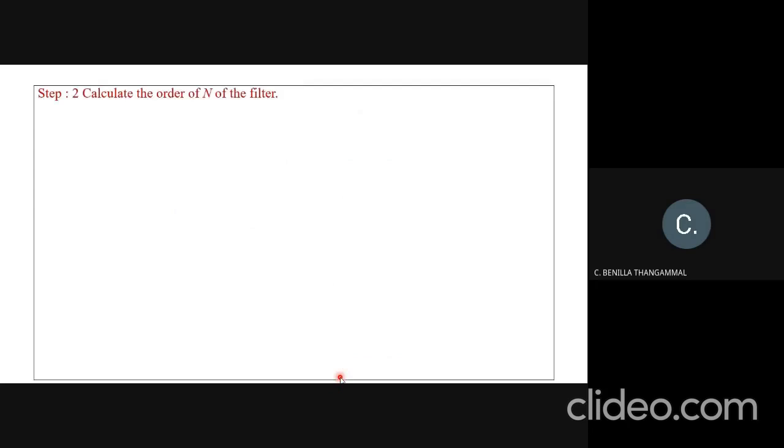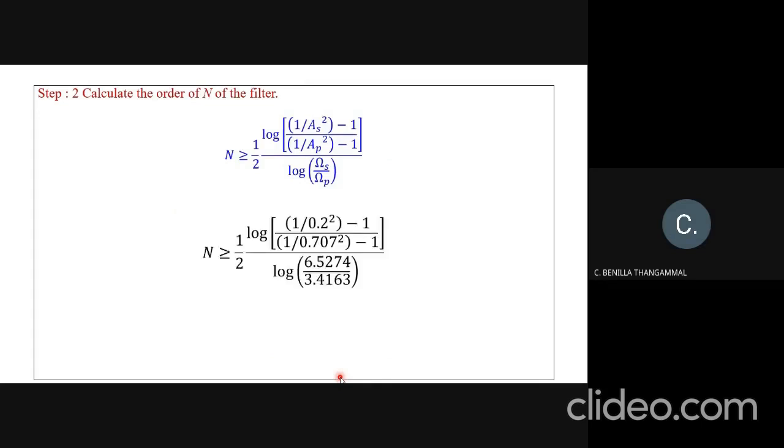Step 2 is to get the order of your filter, and you have the formula for this one. Substituting your Ap, As, and omega p, omega s, I'll be getting the value. So log of open bracket, another open bracket, 0.2 square inverse minus 1 close bracket divided by open bracket 0.707 square inverse minus 1 close bracket, again close bracket, divided by open bracket 2 into log of 6.5247 divided by 3.4163 close bracket, again close bracket. You will be getting 2.4538.